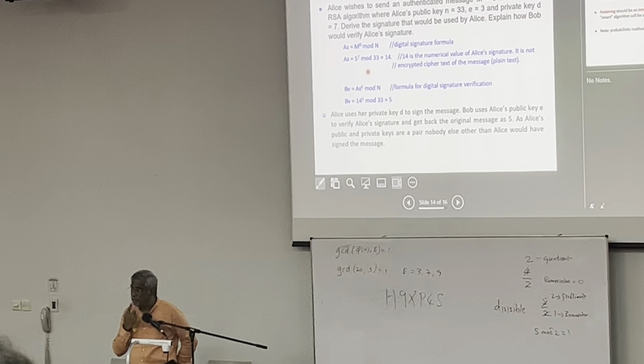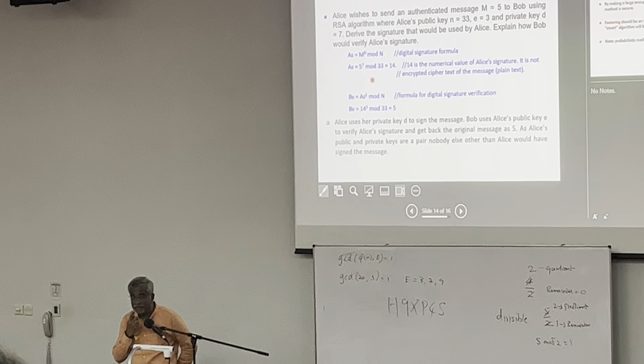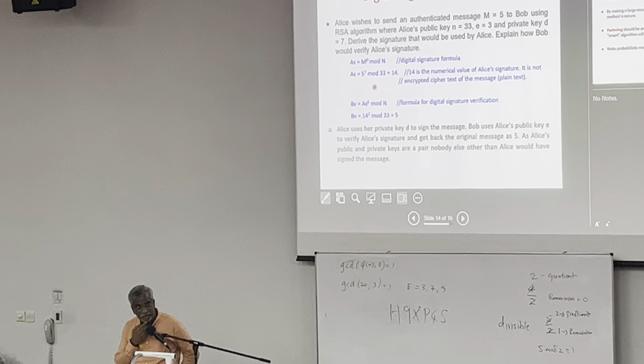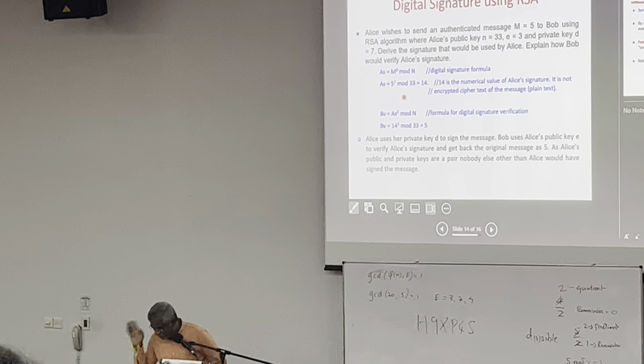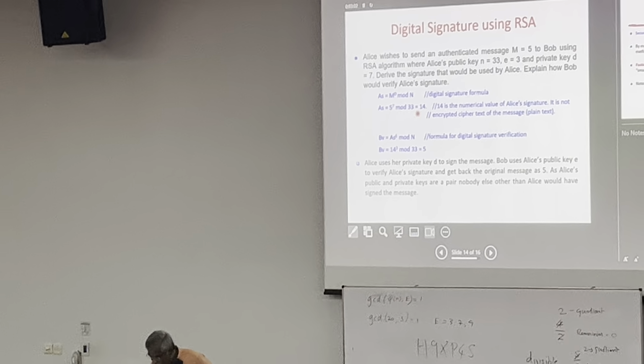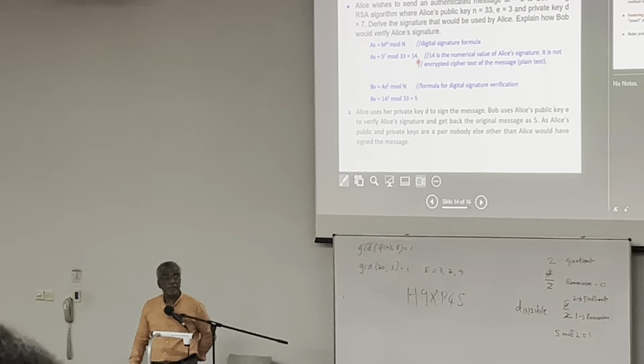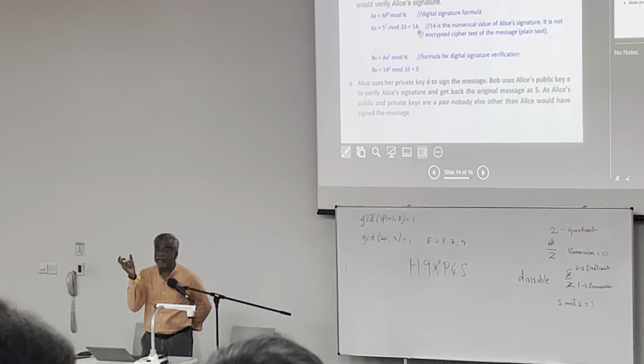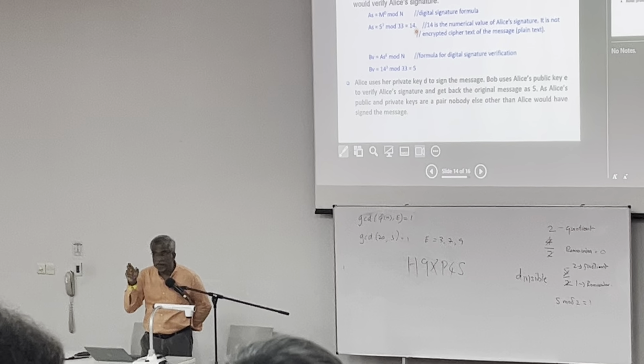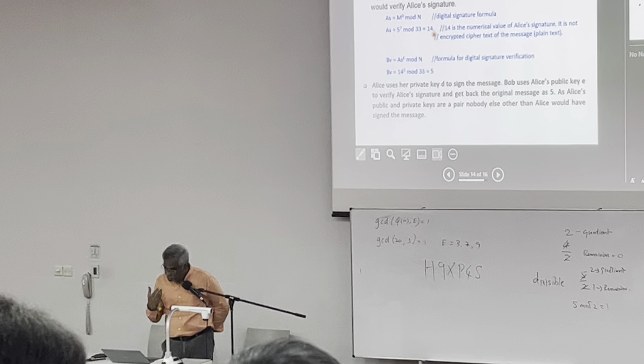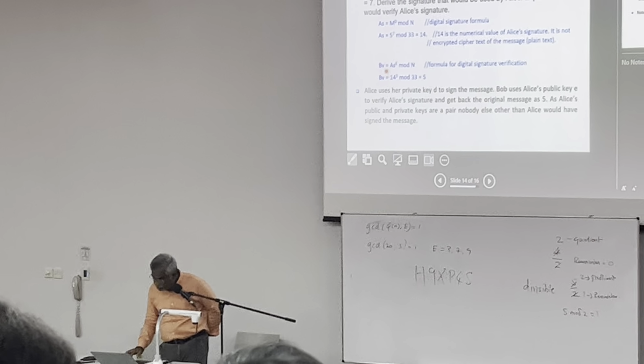5 power 7 mod 33. That is equal to 14. So 14 is the numerical value of the digital signature of Alice. Okay, so this is received by Bob.